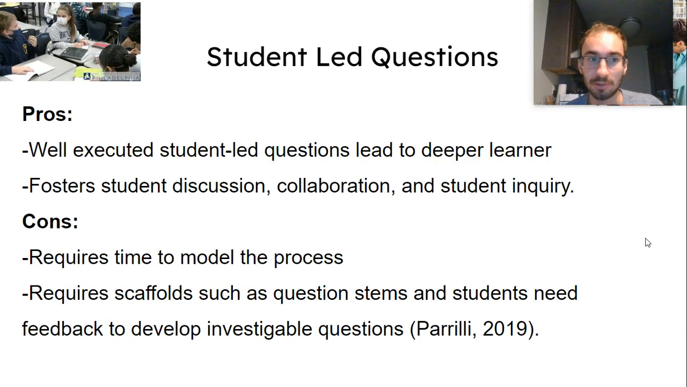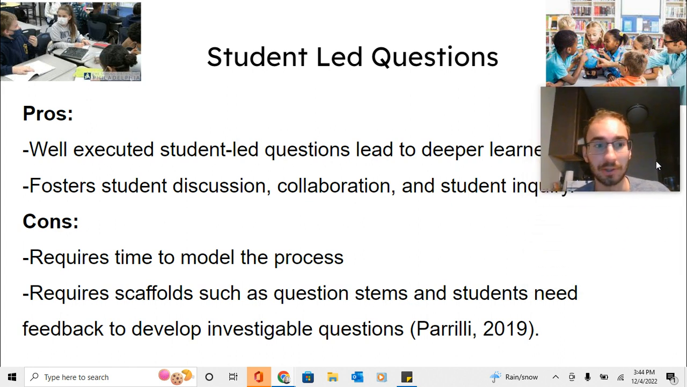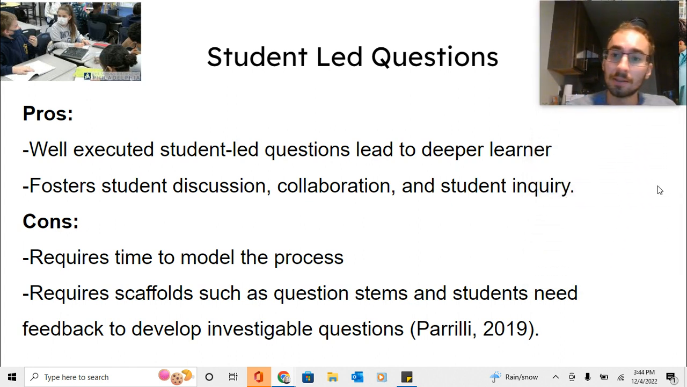In contrast, we have student-led questions. So student-led questions, if well executed, they lead to deep learning and they foster student discussion, collaboration, and student inquiry. So you have a lot of gains if students are able to drive their learning themselves. However, this can be hard to execute and it can take more time to model the process and get students used to it. Also, scaffolds are recommended, such as question stems, and students need feedback over time to work up to really good investigatable questions.